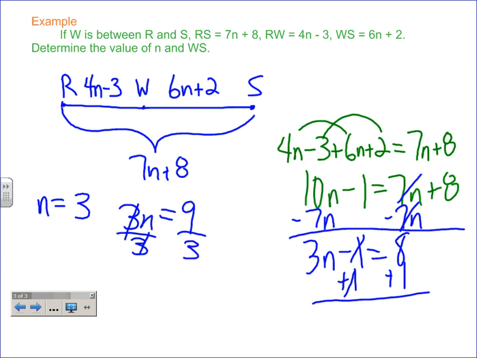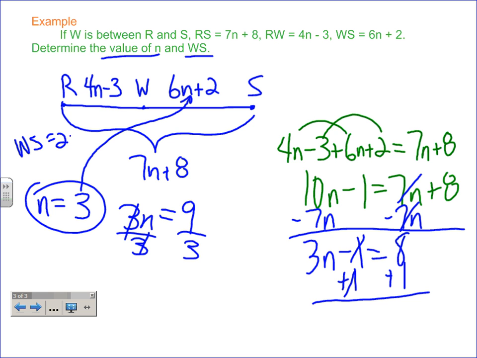Did we have to find that? Yeah, this time we did. See, find the value of n. Got to read. Are we done? No, because it also asks for WS. Well, it's right over there. So you take this 3 and you substitute it in right there. You can take 6 times 3 is 18 plus 2 is 20. So apparently WS, again, no line over it, so it means distance, is 20.